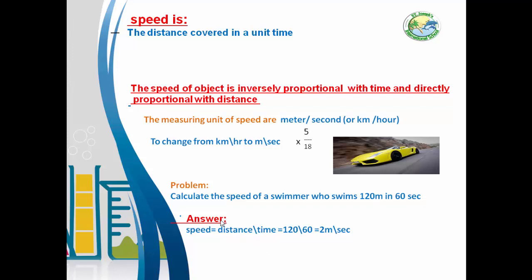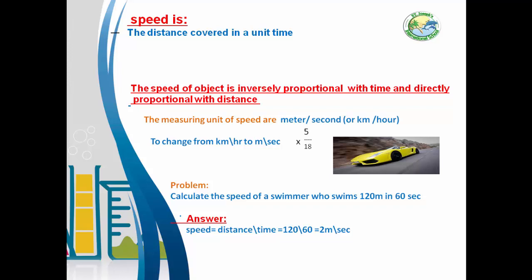So again, speed equals distance divided by time. It will be 120 divided by 60. It will be 2 meter per second. If we want to calculate the distance, we can say that distance equals speed times time. If we want to calculate the speed, it is distance divided by time. If we want to calculate the time, it is distance divided by speed.